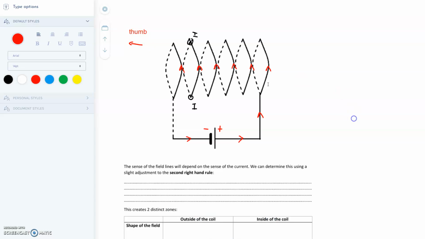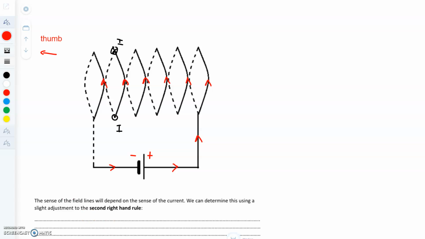Now, what does that mean? That means that this side would be the virtual north pole of my bar magnet, the side indicated by the thumb, and this would be the virtual south pole. What does that teach us? Well, our field lines are going to be the same shape as a bar magnet.